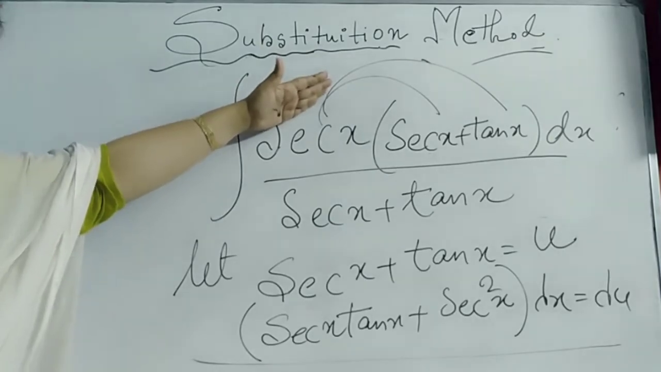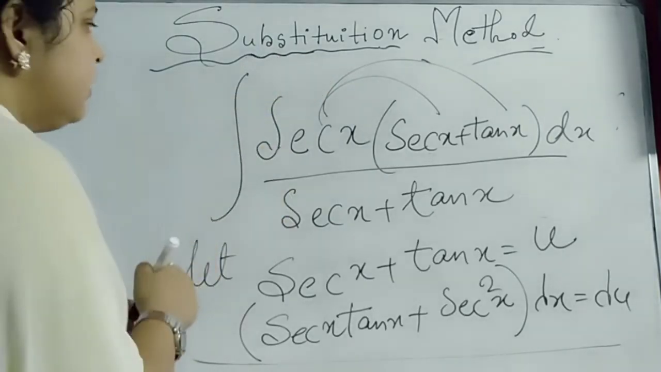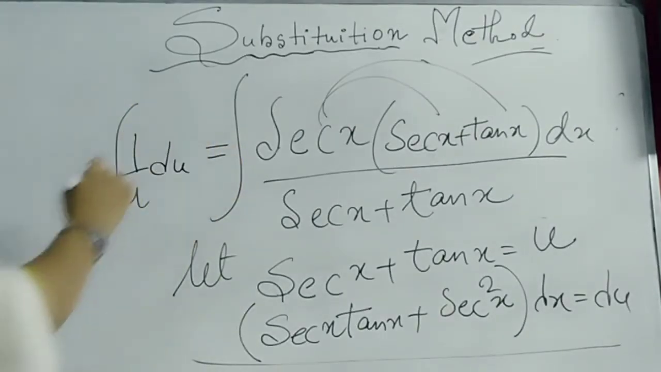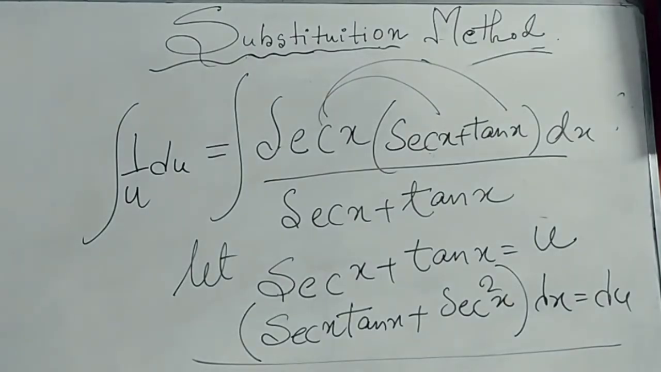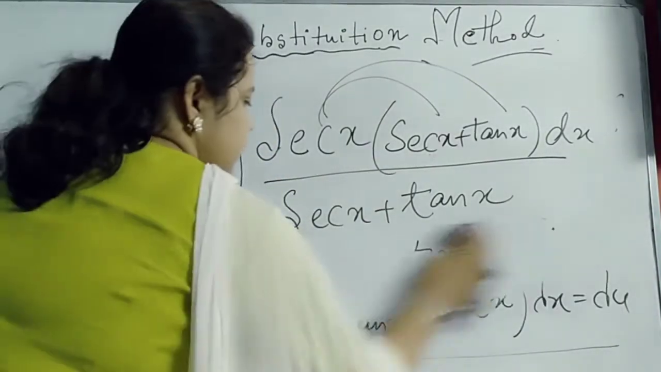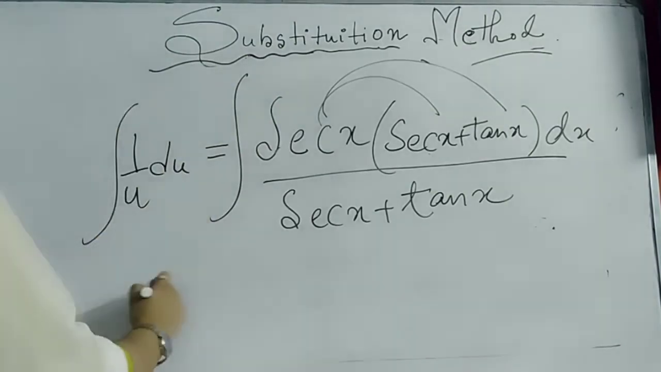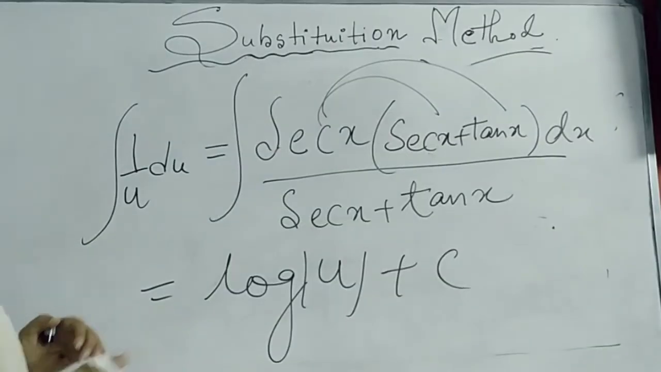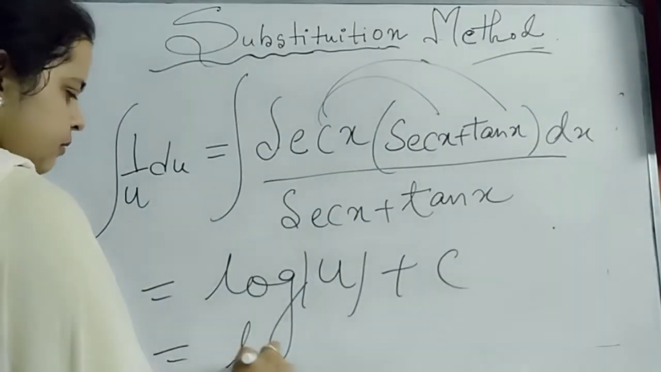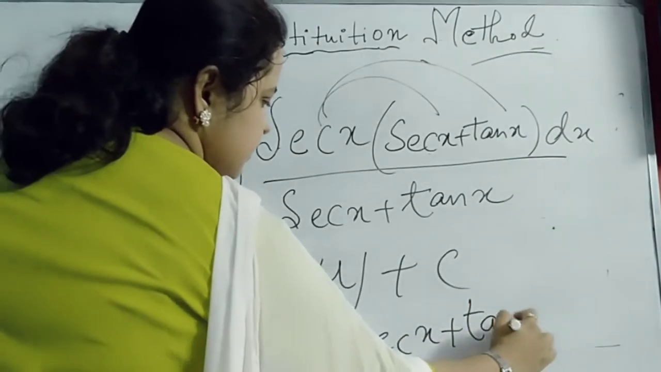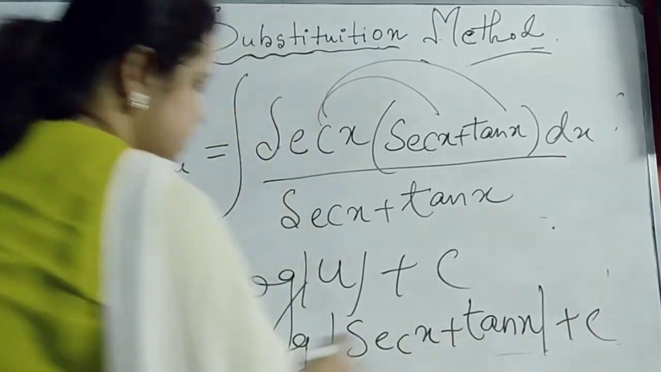Yes, we can say. Now this entire thing is again going to become 1 by u du. So now this is log u plus c. Okay, now what was u taken as? Sec x plus tan x plus c. So, this is my answer now.